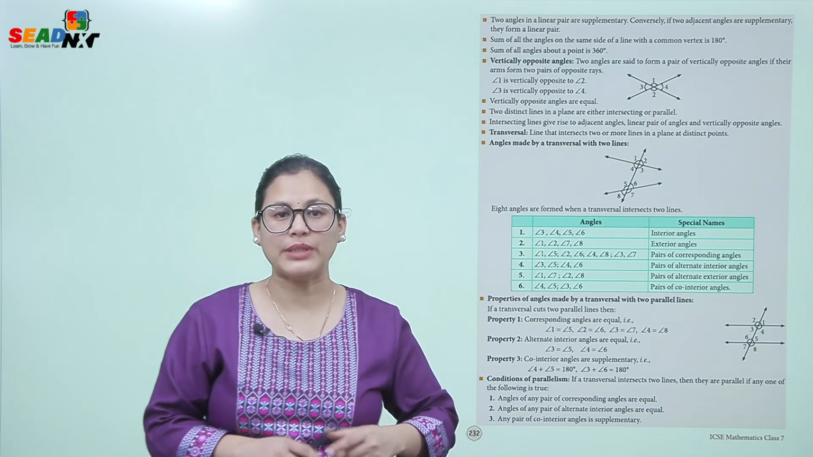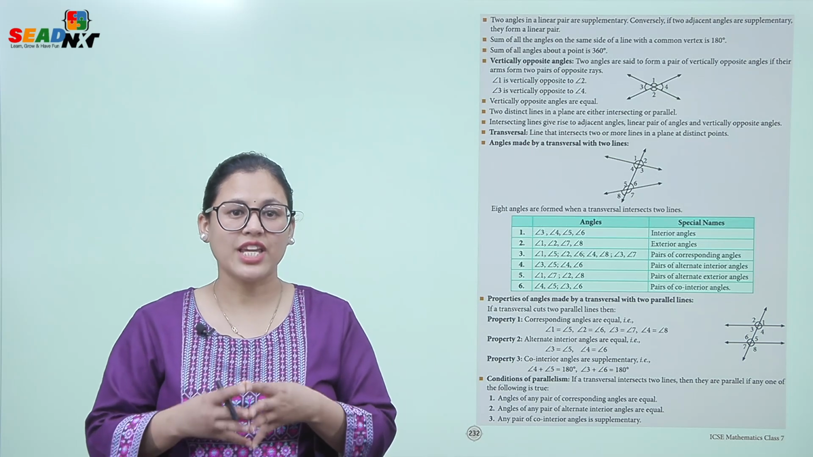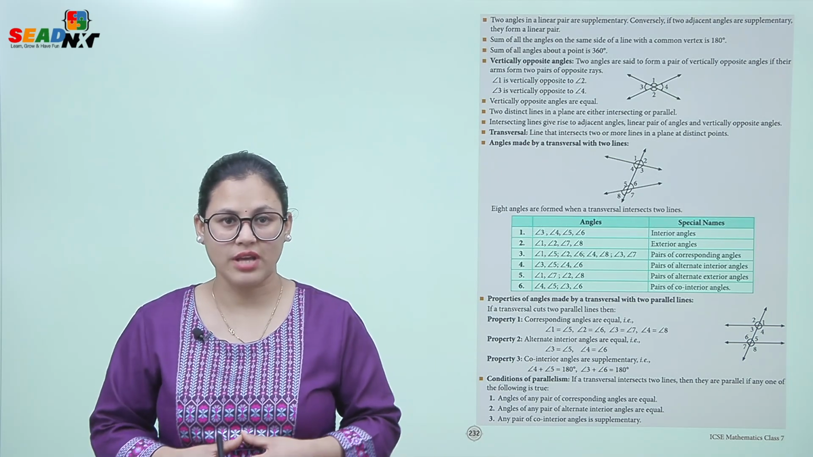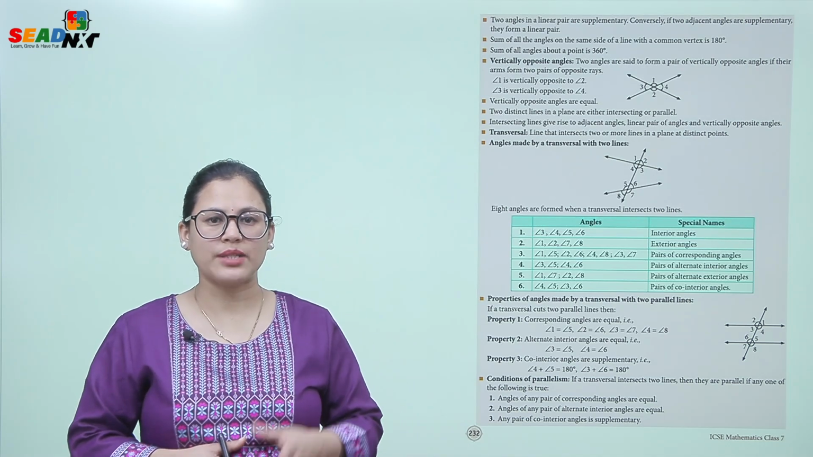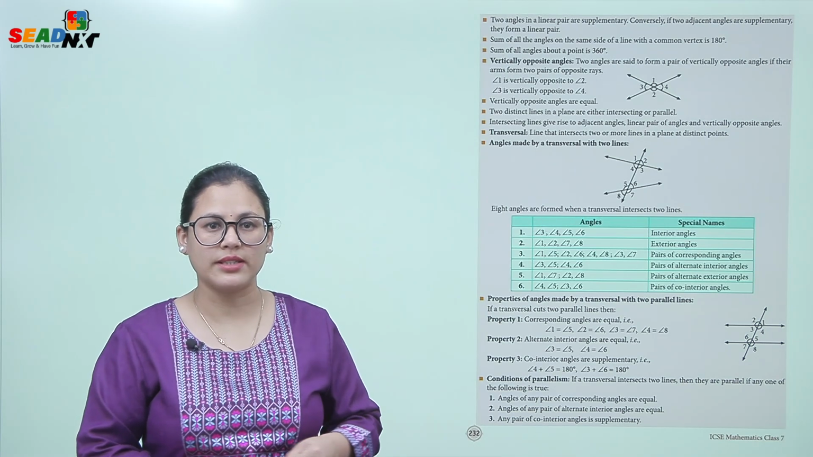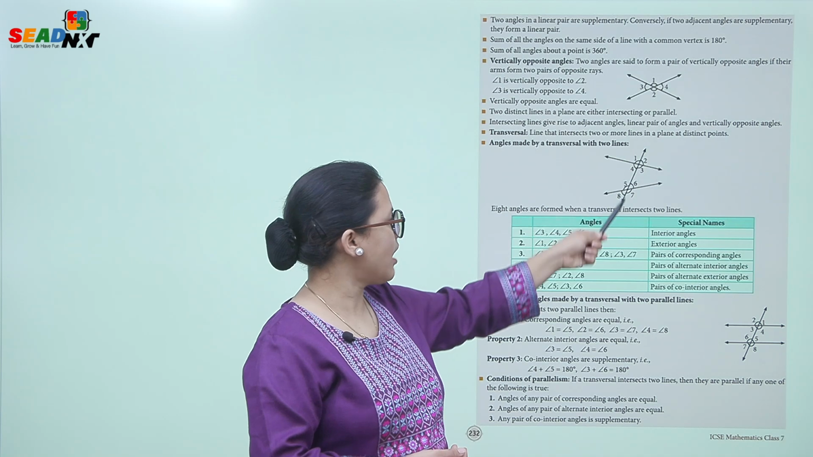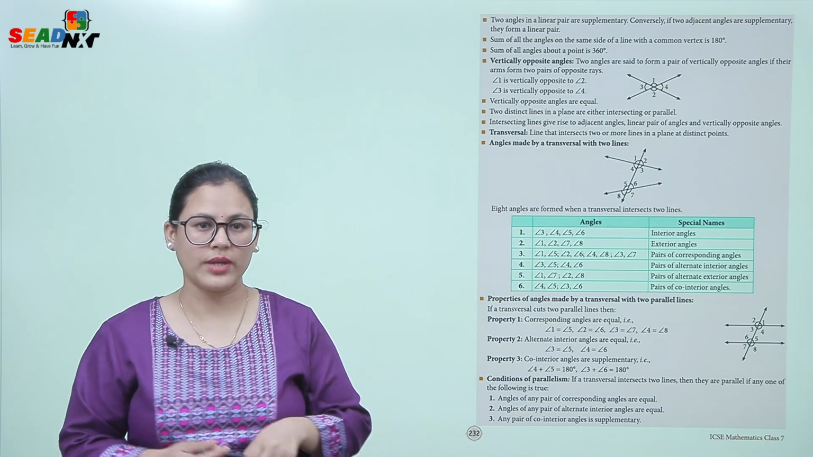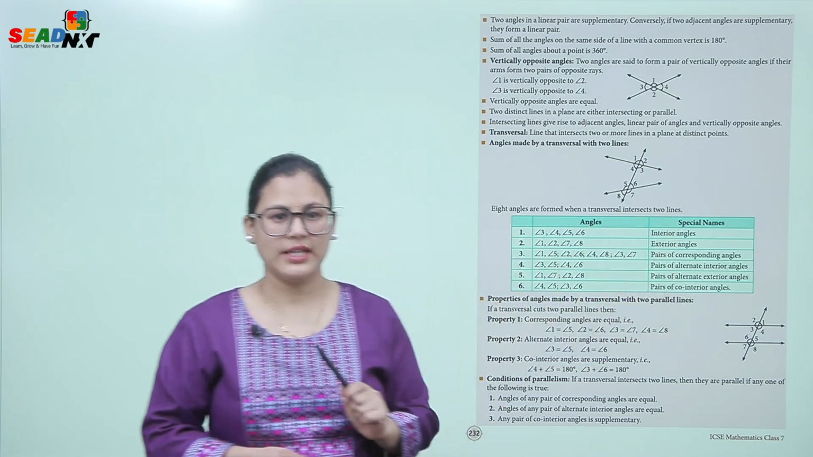Two distinct lines in a plane are either intersecting or parallel. Intersecting lines give rise to adjacent angles, linear pairs of angles and vertically opposite angles. Transversal: a line that intersects two or more lines in a plane at distinct points. Angles made by a transversal with two lines: here 8 angles are formed when a transversal intersects two lines. These are the angles and these are their special names.